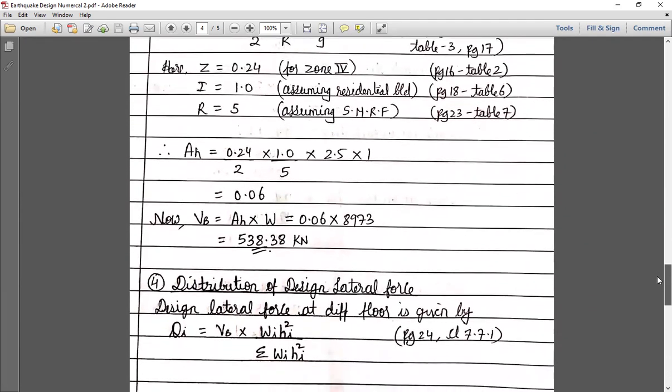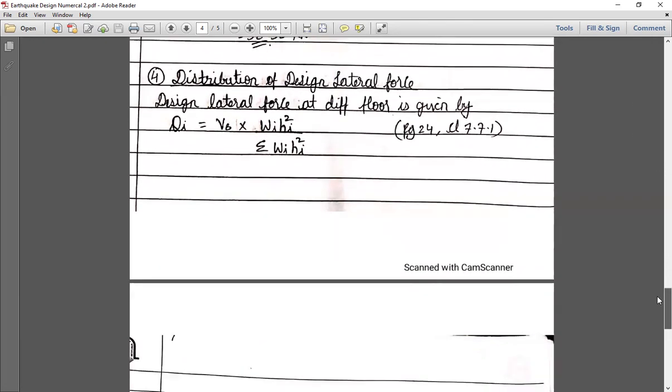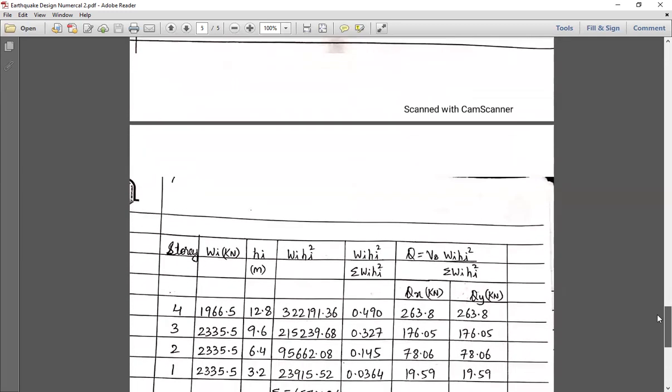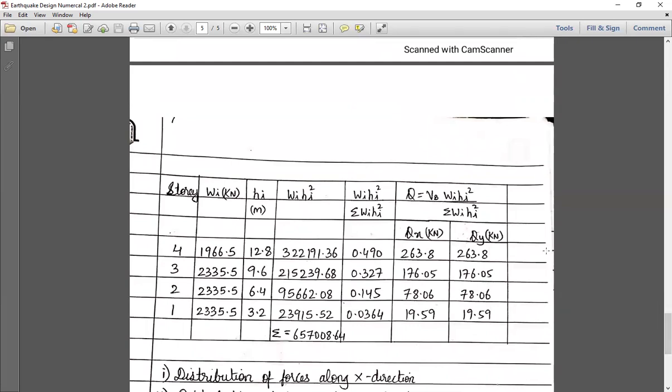The design lateral force at each floor is given by the equation Qi = VB into Wi into Hi square upon summation of Wi into Hi square. Now let us find out the lateral force Q. I have done this in a tabular form so that it becomes convenient for you. So this is the story. I'm starting from story 4, that is the roof floor. This is 3, this is 2, and this is 1.